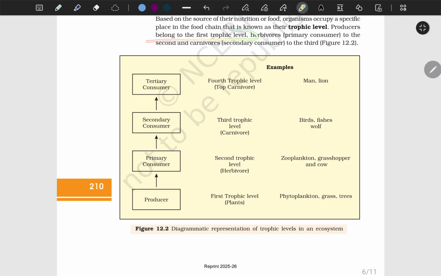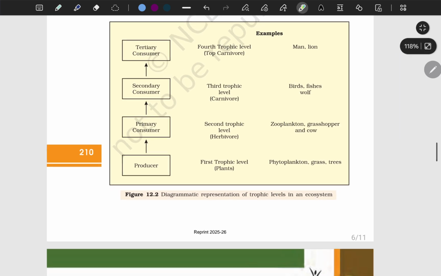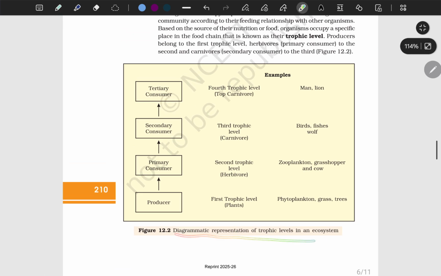Producers belong to the first trophic level, herbivores, the primary consumers, to the second, and the carnivores, the secondary consumers, to the third. Let's see the diagrammatic representation of trophic levels in an ecosystem. So there are the producers, the first trophic level. These are the plants, photoautotrophs. Examples will be phytoplankton, grass, trees, algae and higher plants.